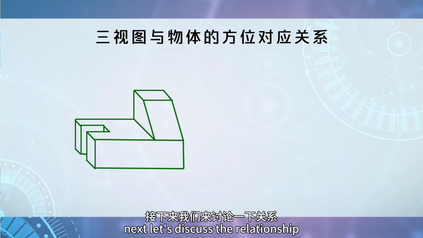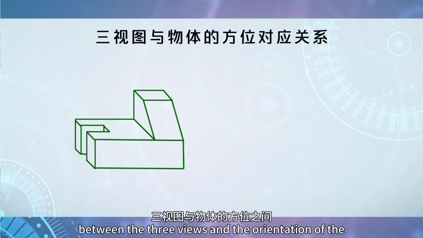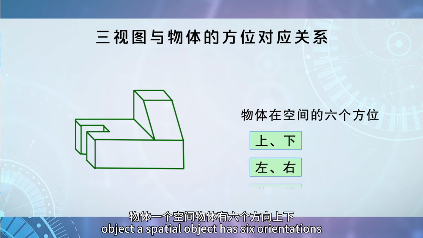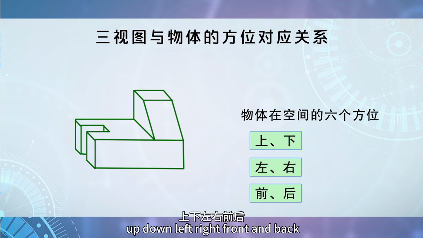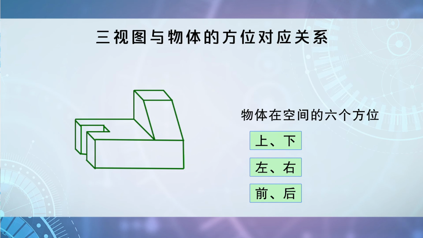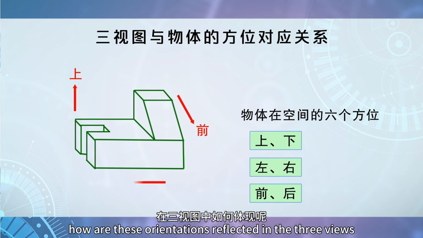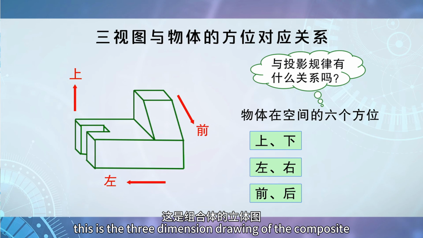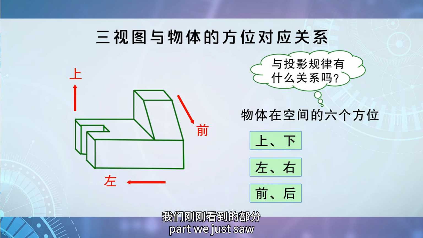Next, let's discuss the relationship between the three views and the orientation of the object. A spatial object has 6 orientations: up, down, left, right, front, and back. How are these orientations reflected in the three views? This is the three-dimension drawing of the composite part we just saw.